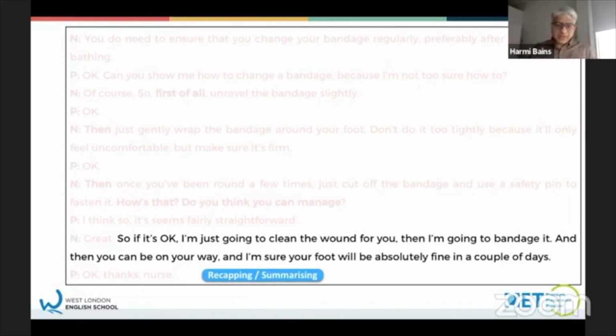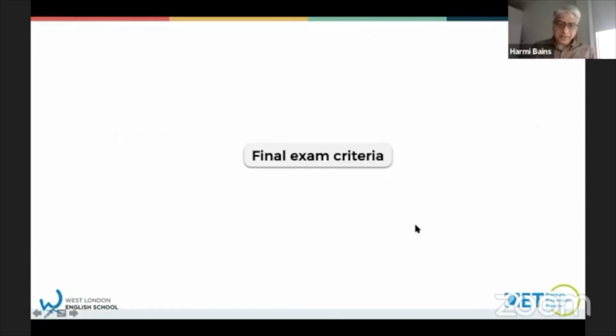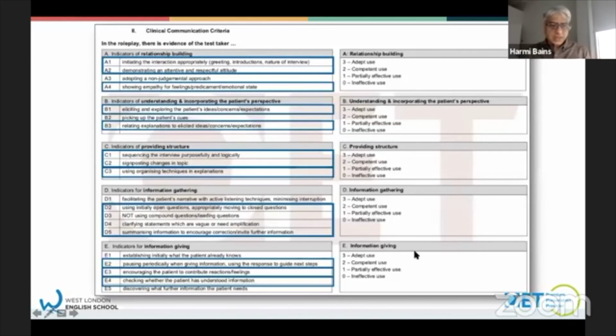And this was a nice way to end the role play. The patient or the nurse was able to basically summarize the whole consultation. So we call that recapping. If we look at the criteria, this is really all the boxes that the student managed to tick. And she pretty much got everything here.